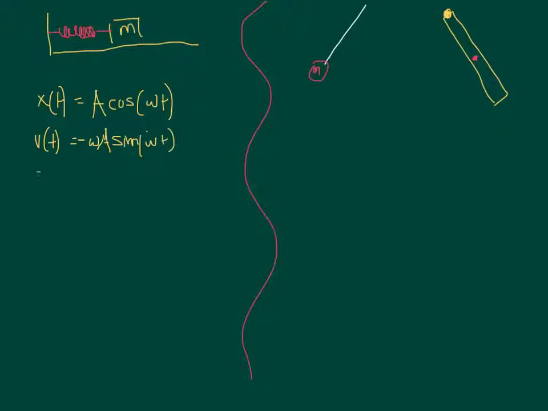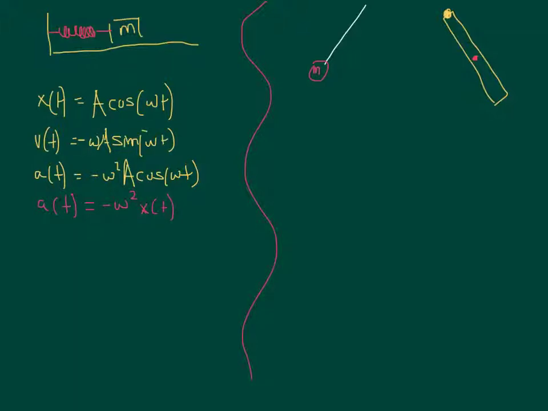Take the derivative again, and we get the acceleration as negative omega squared times the amplitude times the cosine of omega t. If we rearrange the acceleration function, we can also get that our acceleration as a function of time is equal to negative omega squared times the position as a function of time.